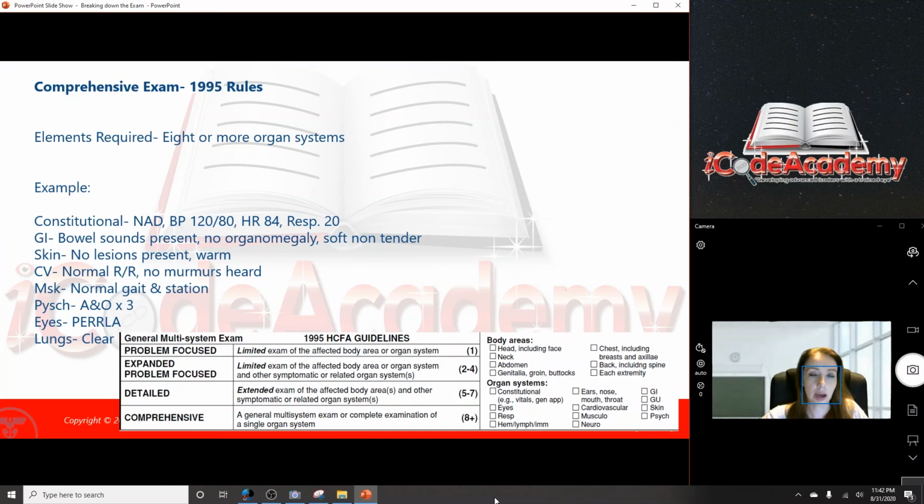All right, let's see if we got it. Constitutional, GI, skin, cardiovascular, musculoskeletal, all examples we had before. All right, psych, A and O times 3, alert and oriented. All right, eyes, we got that, and lungs, clear. All right, when we count them up, we have 8 organ systems. Just what we need for a comprehensive exam under the 1995 rules for evaluation and management coding.